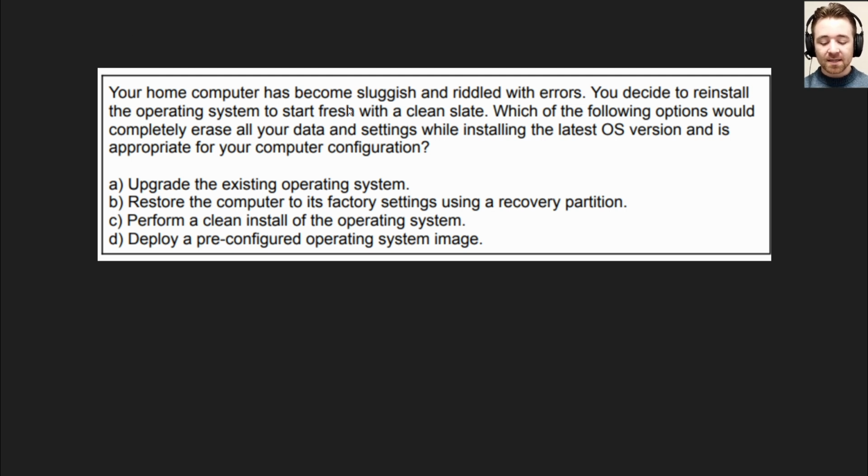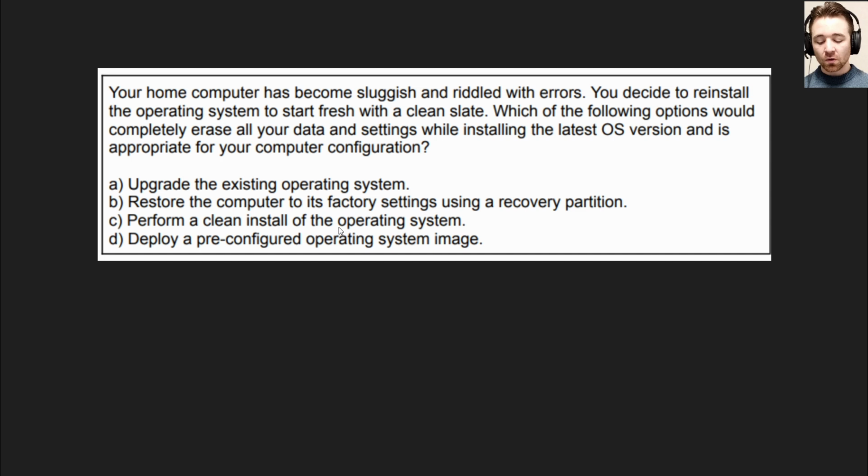So first of all, it says we want to reinstall the operating system to start fresh with a clean slate. Upgrade is not reinstalling, right? It's adding on additional features and it's updating essentially, right? Restore the computer to its factory settings using a recovery partition. You're going back to a version that you already previously had installed on your drive's partition. But we also want the latest operating system version. The old one on our partition is one that we have, and it will be like a clean slate, but it's not the latest one. So it's going to be one that we already put on there a while ago, right? It's not going to be the latest version.